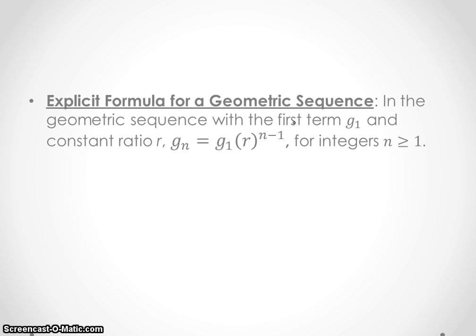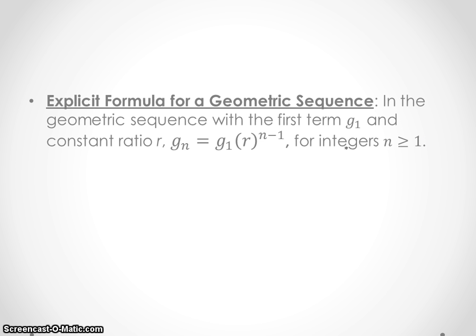So in a geometric sequence with the first term g sub 1 and constant ratio of r, those are the same. The first term is always sub 1, and your constant ratio is the same one we saw before. You take g sub n, which is whatever term you're finding for that n, equals g sub 1 times r to the n minus 1. And notice r to the n minus 1 is the only thing taken to that power, not the first term here. And then for integers n greater than or equal to 1, which again, we're going to need this part.